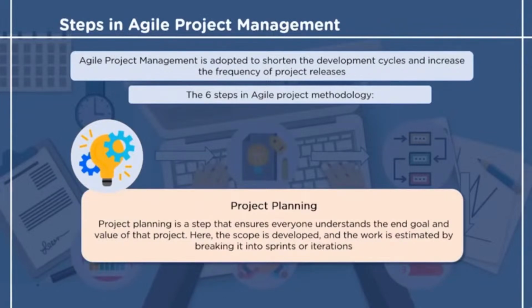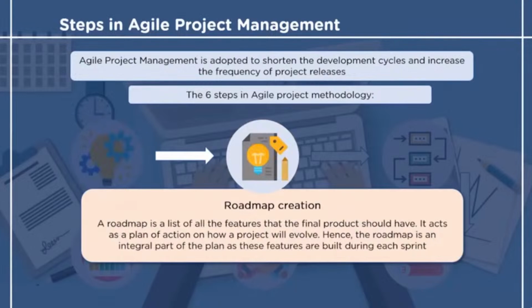Project planning includes feasibility study, development of scope, breaking the project into executable tasks or sprints, and then estimating the amount of time needed to complete those sprints. The second step is the step of roadmap creation. A roadmap is a plan of action that shows how a project shall evolve over time.